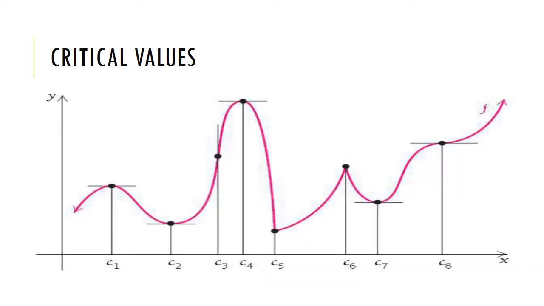Let's consider this graph. This graph has 8 critical values. At which critical values does f prime of x equal 0? Can you guess?